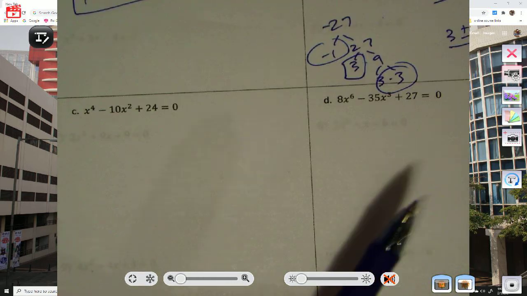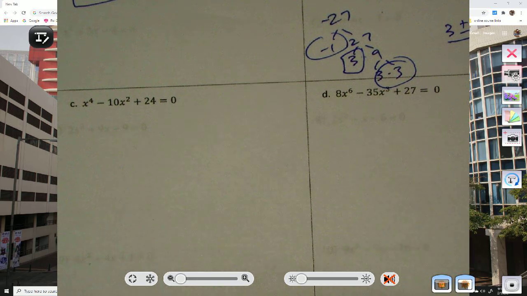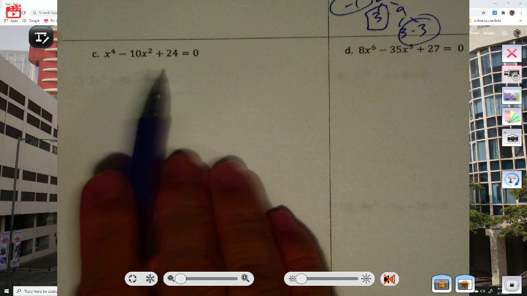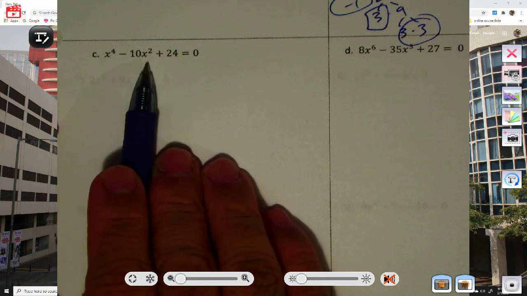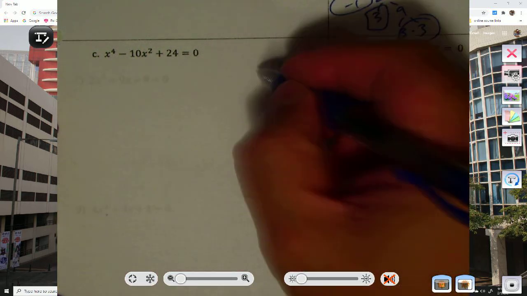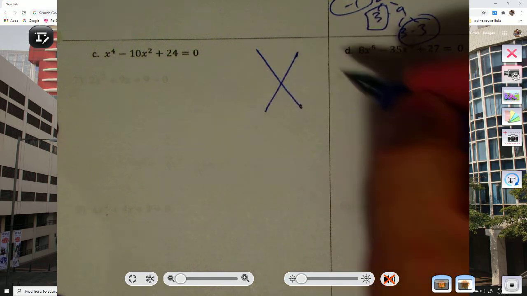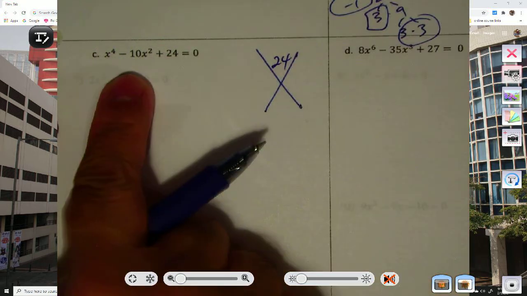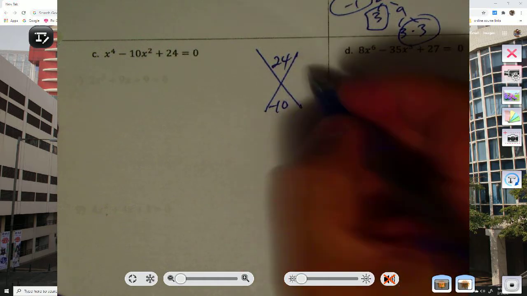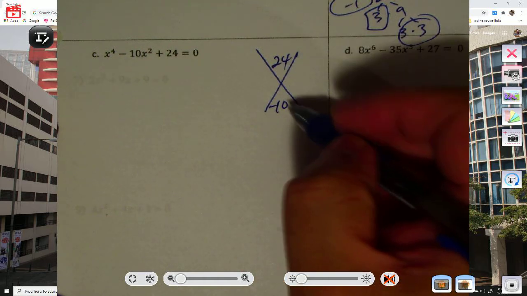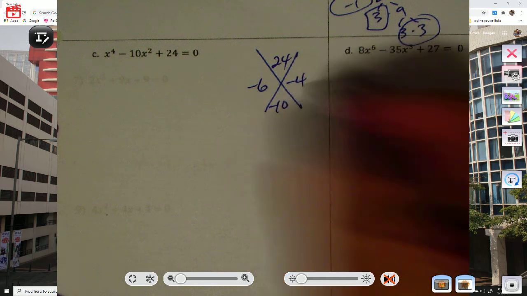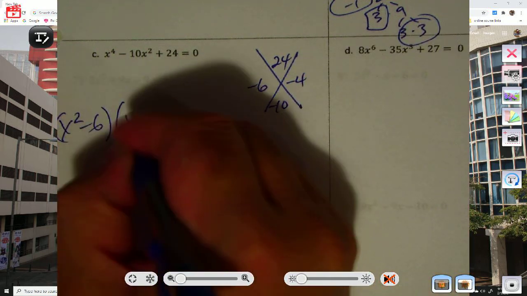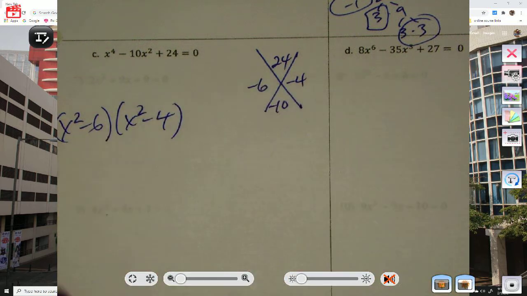Here we go. This is quadratic form. We have an even exponent, and the middle term is half that exponent. We're going to do the big cross here. So 24 on top, and the middle number on the bottom. What are the factors of 24 that combine to make negative 10? That would be negative 6 and negative 4. So that's going to be x squared minus 6, x squared minus 4.